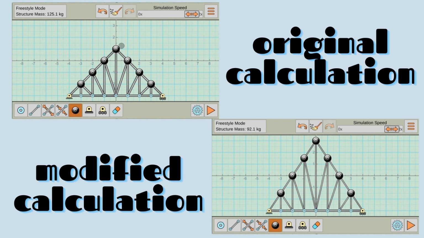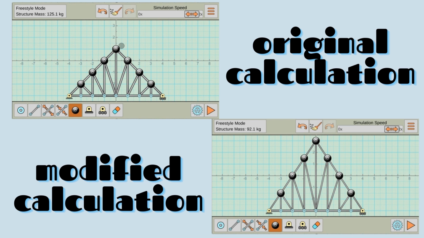Hello guys, my name is Muhammad Haziq bin Muhammad Zainuddin, and here we have an application called Trust Me. This application can be downloaded from the Play Store or App Store, and with it we can design a bridge or a roof. As you can see, this is a design of a roof.